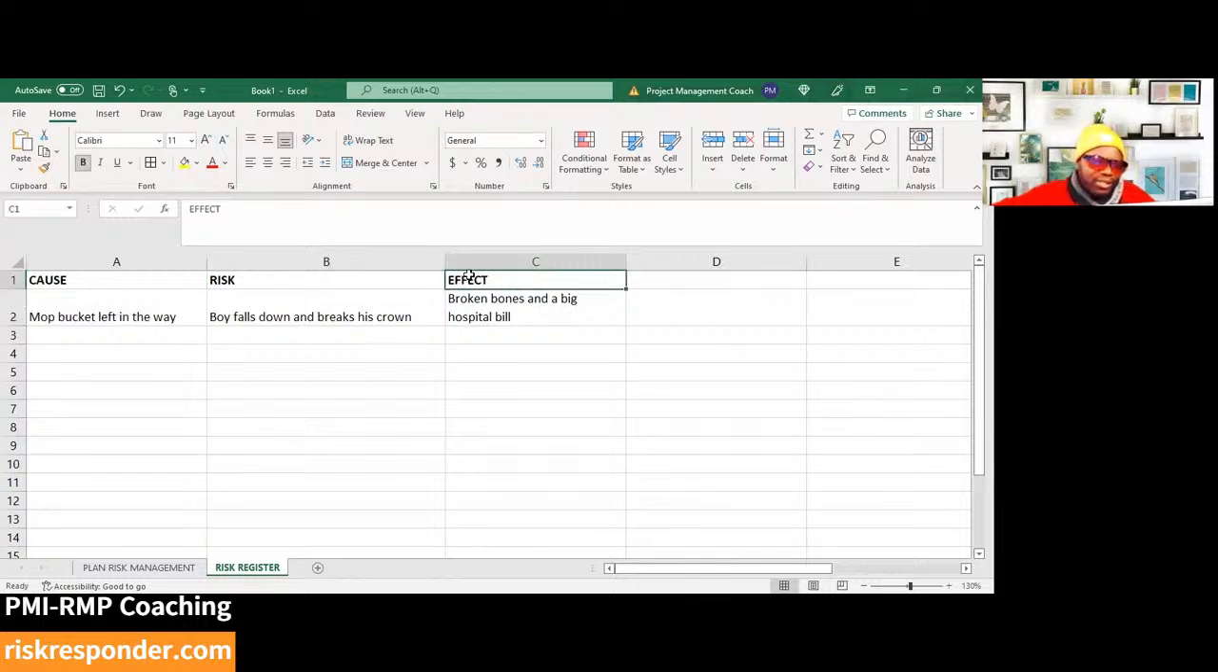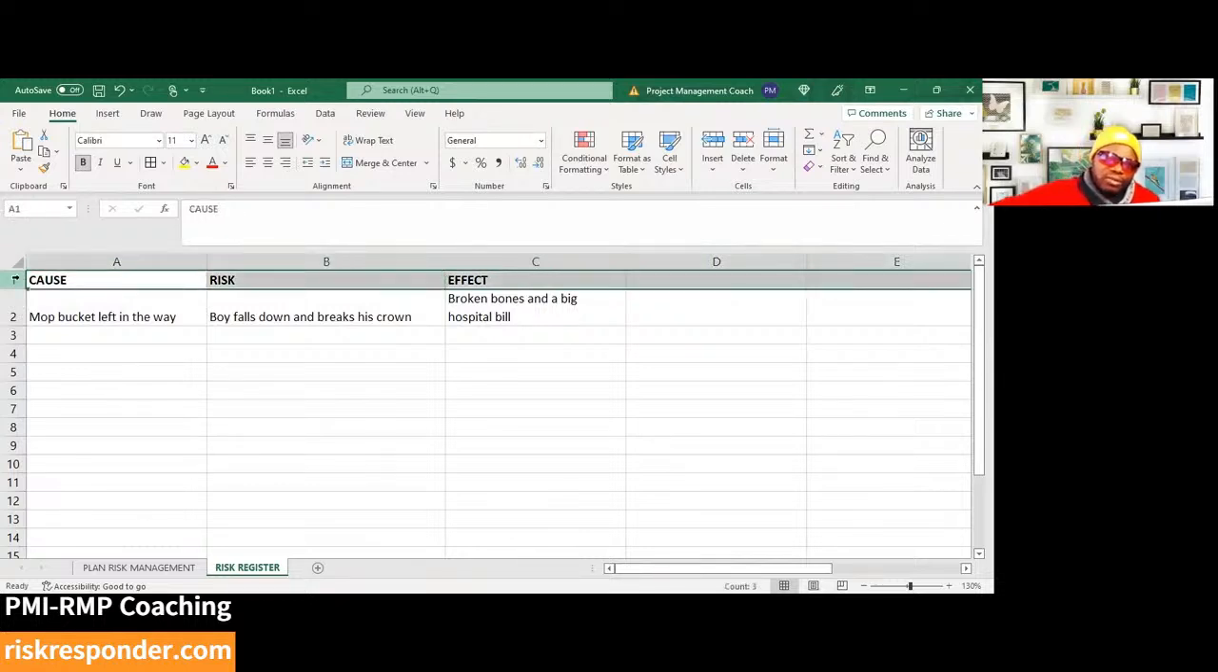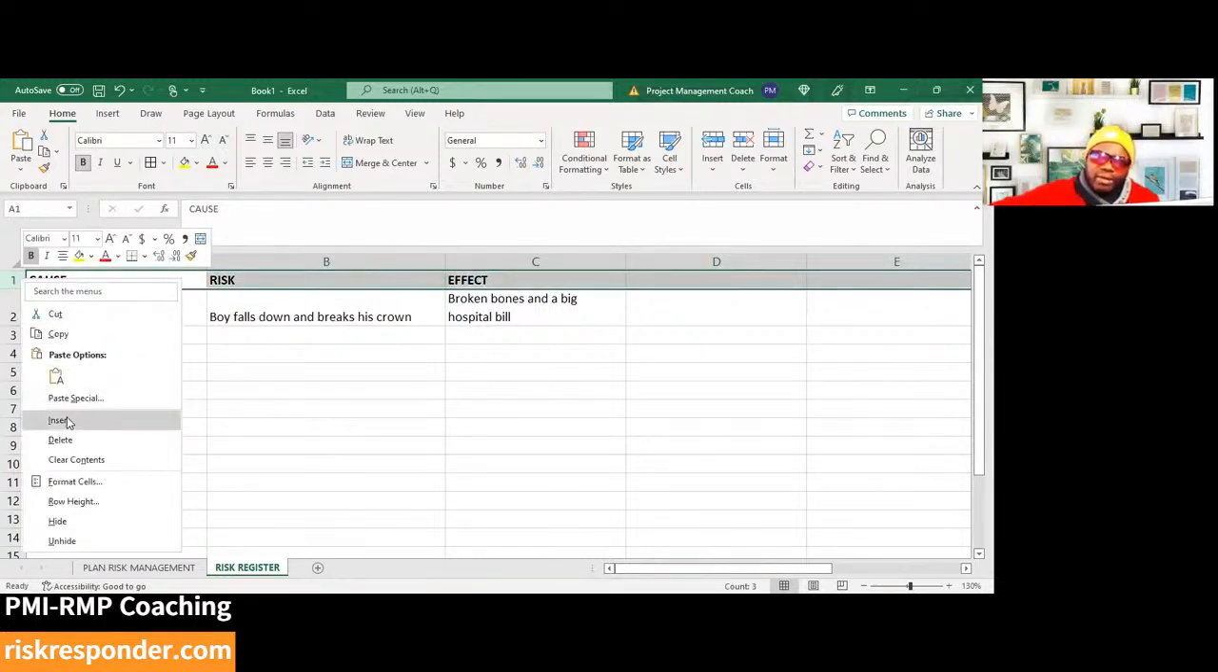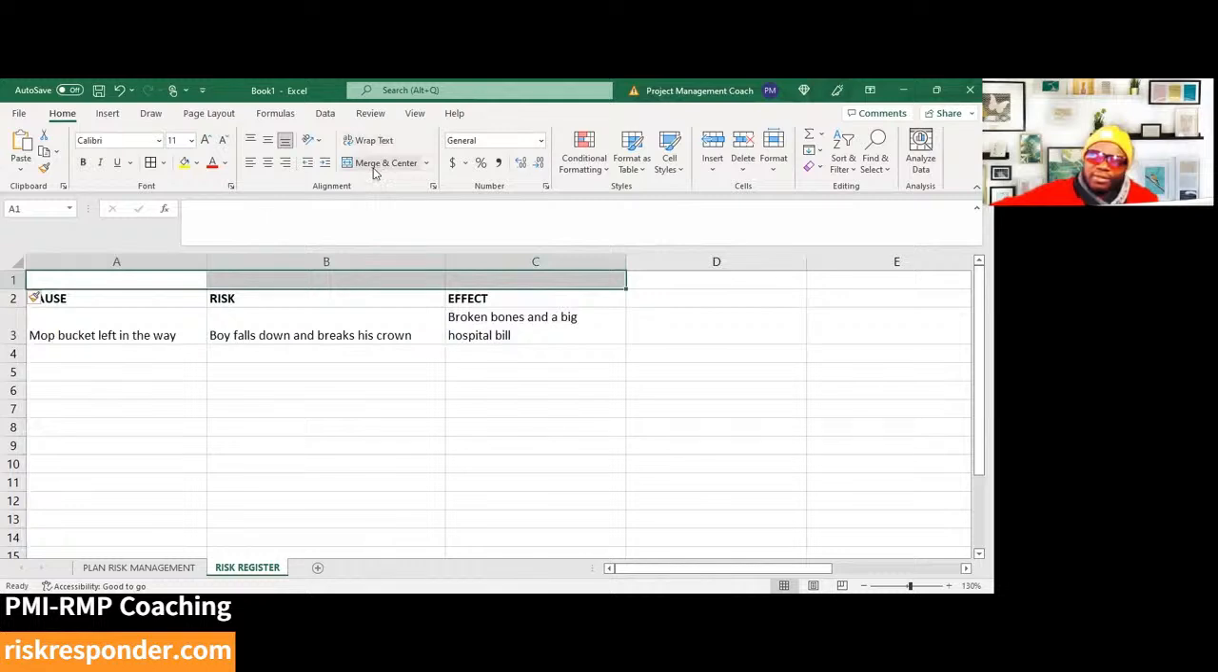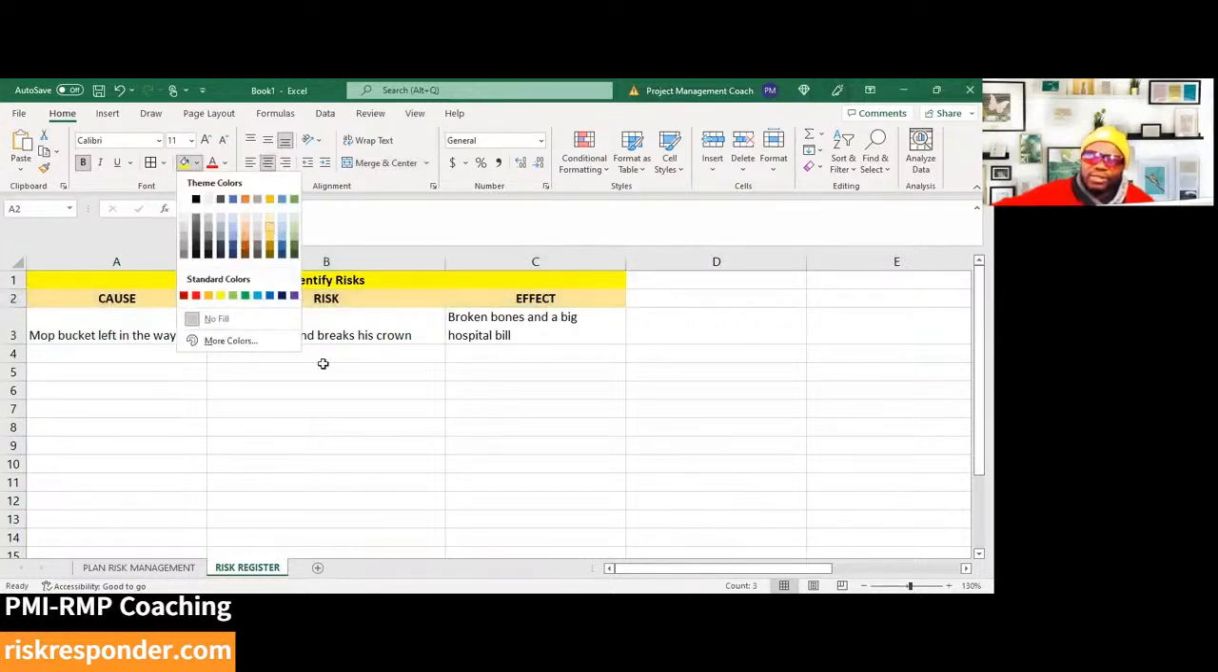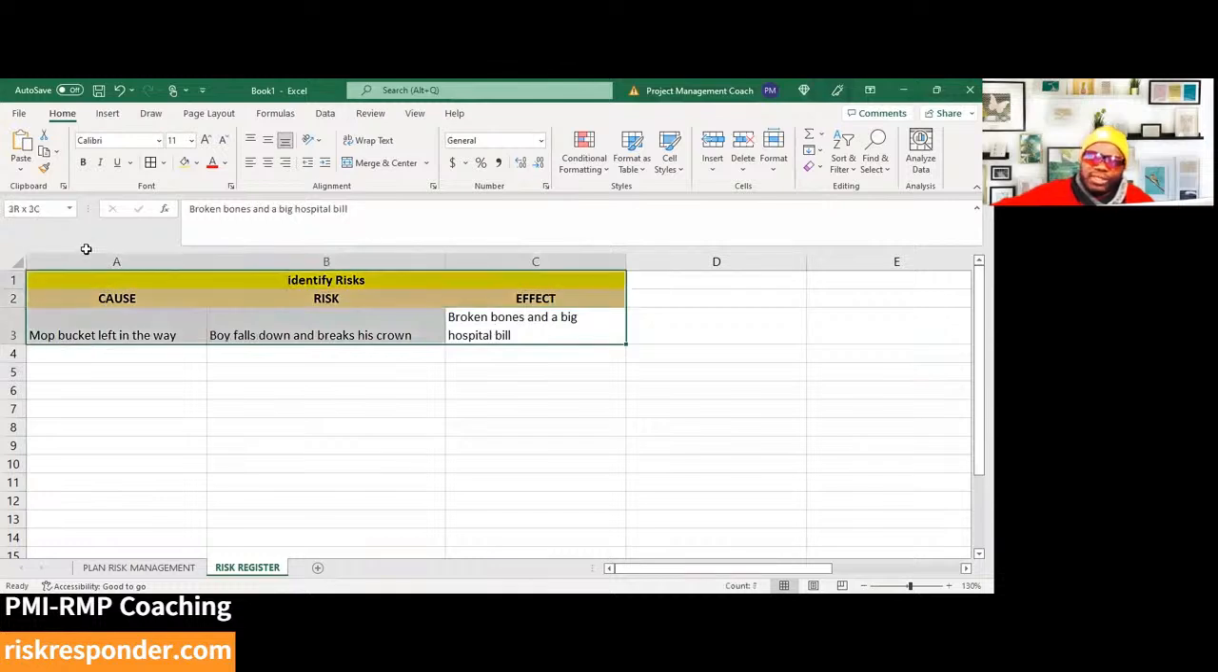Does this concept make sense to you? Cause, risk, effect, right? Okay. When you're done with this, we could say all of this stuff here is identify risks. That's what you do in identify risks. You have to identify not only the risk, but the cause and effect. So that's going to be the first process after plan risk management.